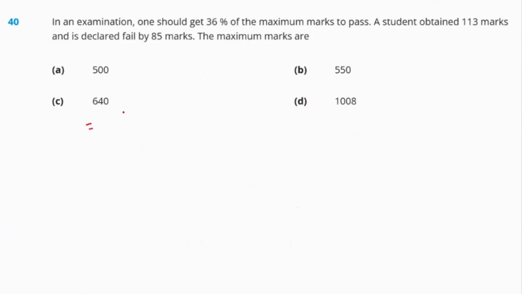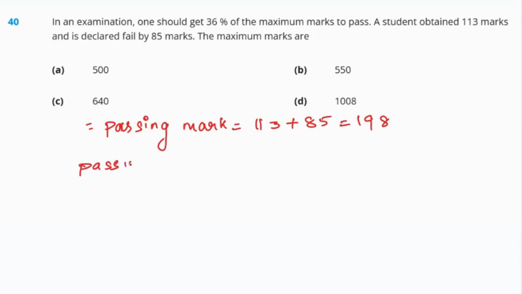If a student failed by 85 marks, then what will the passing marks be? He failed by 85 marks means the passing mark will be 113 plus 85, so this will be the passing mark, 198. Here it is given that the passing mark is 36 percent of the maximum marks.